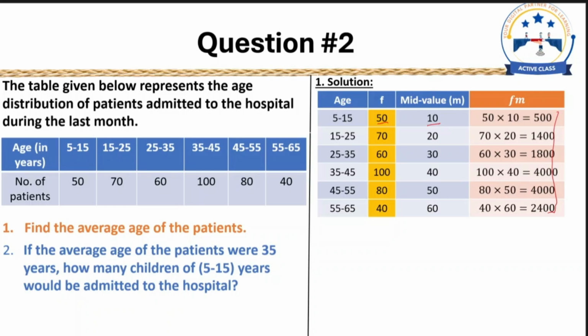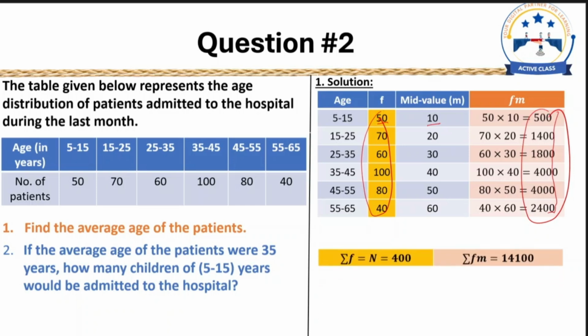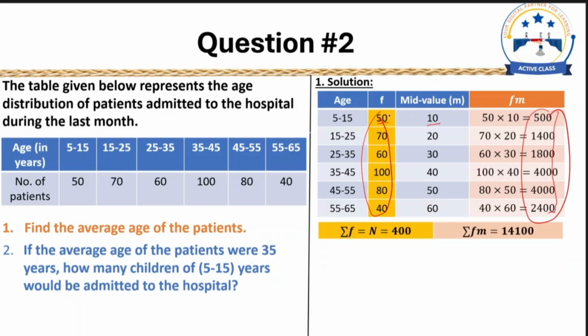Now, the third step is we add all the frequencies as well as all the FMs and we get the summation F as well as summation FM, right? Okay, if you add all the frequencies, then you get 400. If you add all the FMs like this, 500, 1400, 1800, 4000, 4000 and 2400, then you will get 14,100.